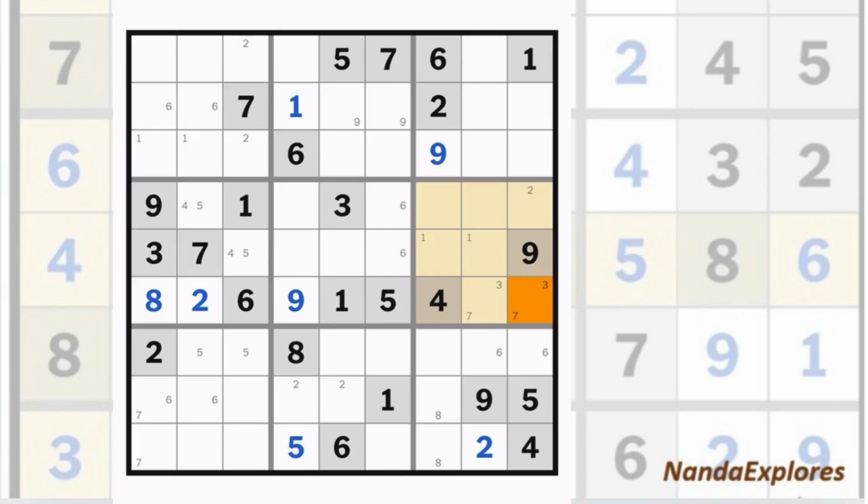Now 7 will not come here. 7 will not come here. This is a cell where 7 is unique. And now these are the two cells where 7 is a likely candidate. And similarly here also we get two cells where 7 is a likely candidate.